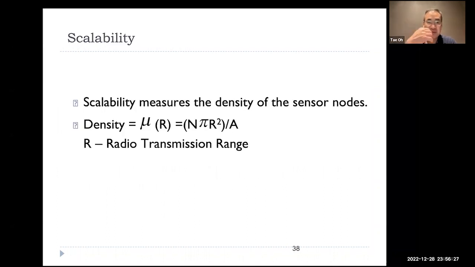Okay, scalability is how many nodes you want to connect to the sink, and if there are more sensors, it also depends on the density. It can be very complex to send the data from one point to another. There could be a lot of data, right? So are they able to process all the data, especially when it's connected to the sink, right?